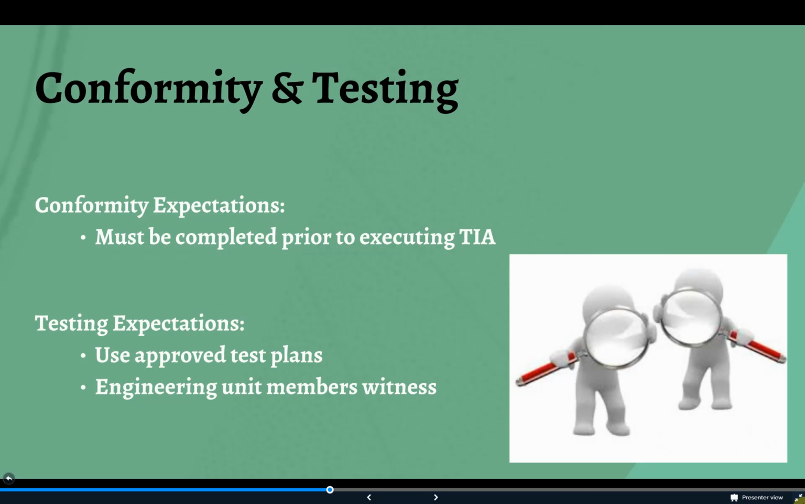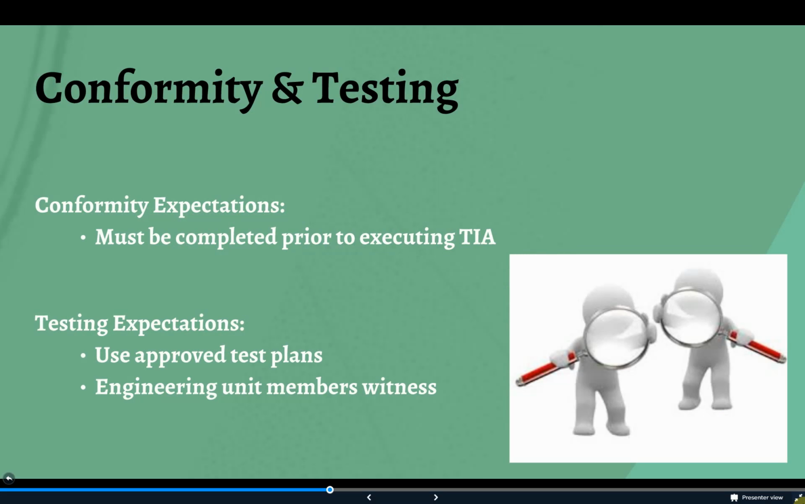Conformity and testing are a big part of every project, and doing them well by following the defined processes is particularly important for compliance. Conformity expectations were changed in this revision. Before, the manual wording said that conformity had to be completed before TIA could be issued. Now, conformity must be complete prior to executing the TIA. This offers a little bit more flexibility.